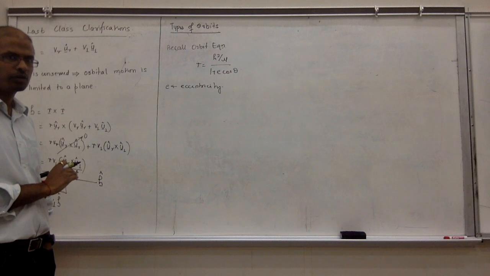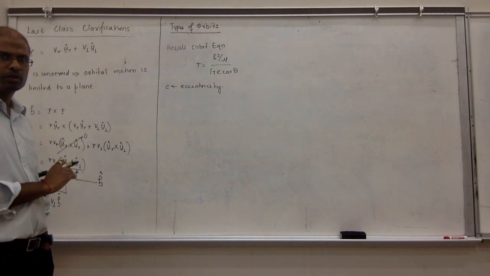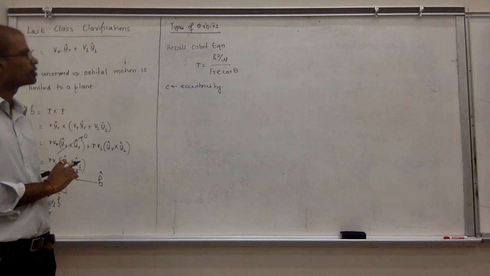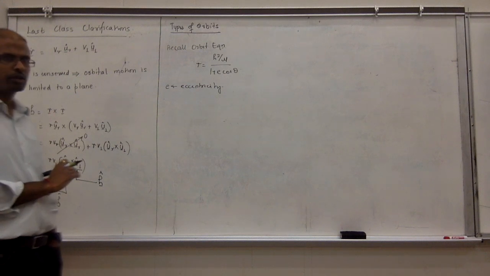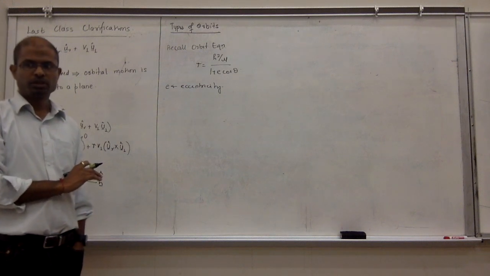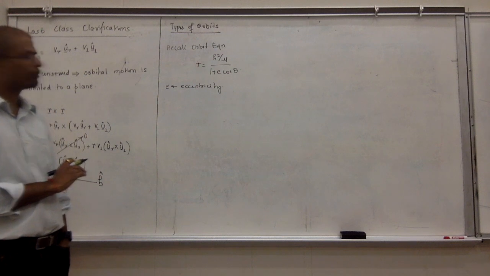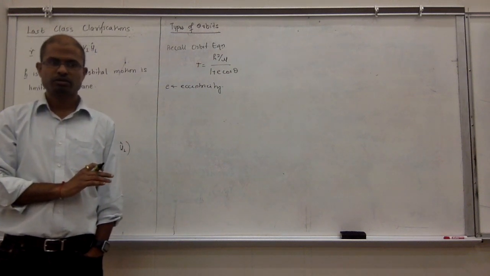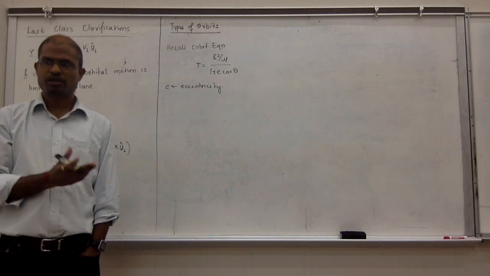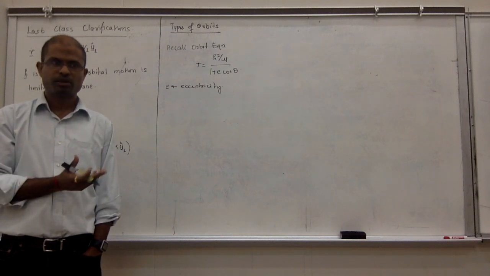What is eccentricity in conic sections? For a given conic section, what are the conic sections we talked about? Circle, ellipse, parabola, and hyperbola. Right? So this eccentricity defines the type of conic section. Eccentricity is the relationship between the semi-major axis and semi-minor axis.